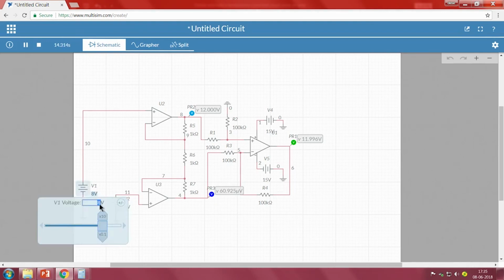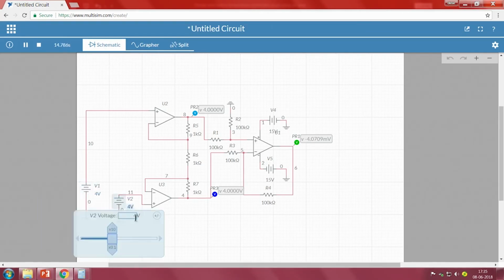this 4, this I will make it as 8. How much we should get? 4 and 8 and 4, 4 and 8 we got minus 12.004.